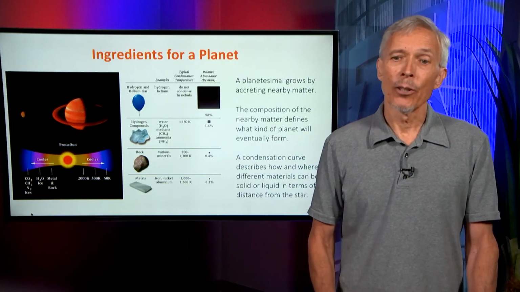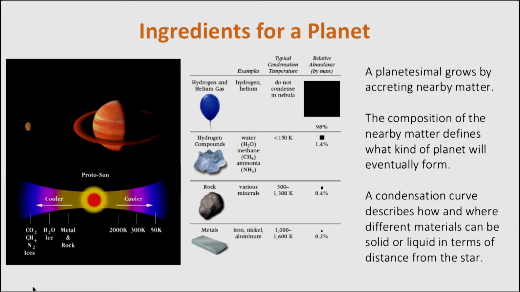This is the condensation curve that describes how different materials can be solid or liquid in terms of their distance from a star.